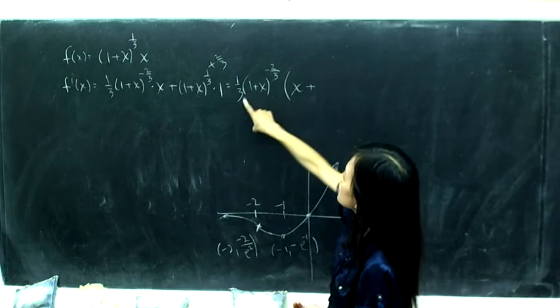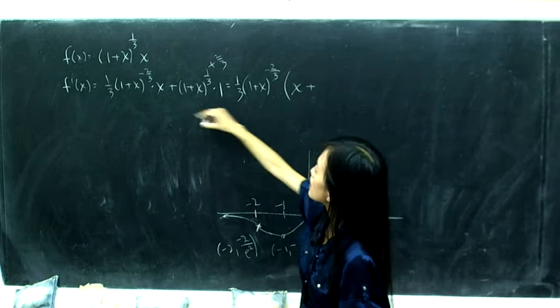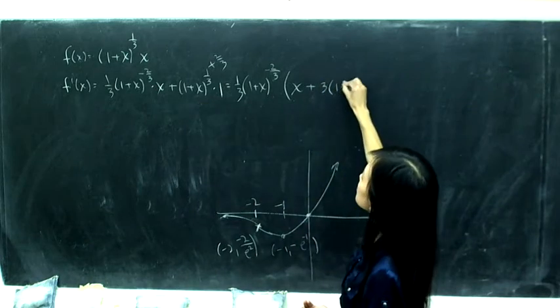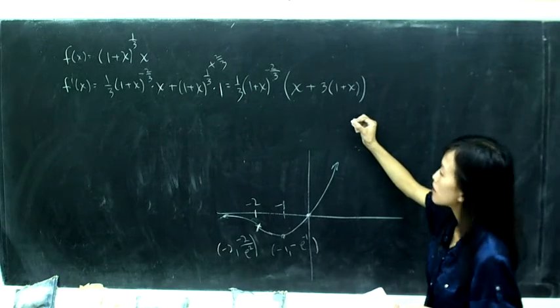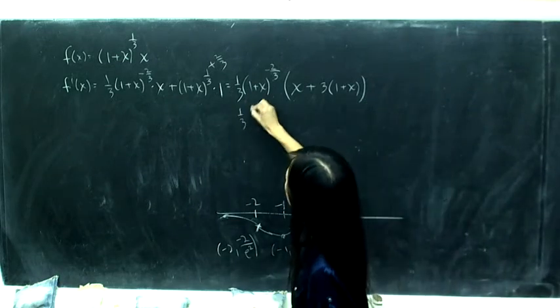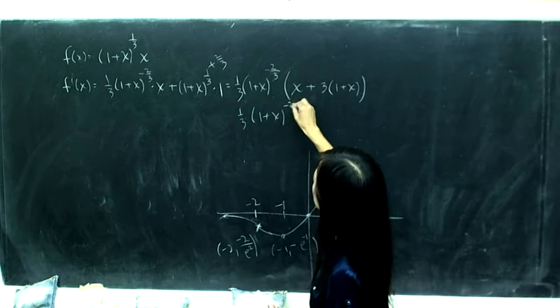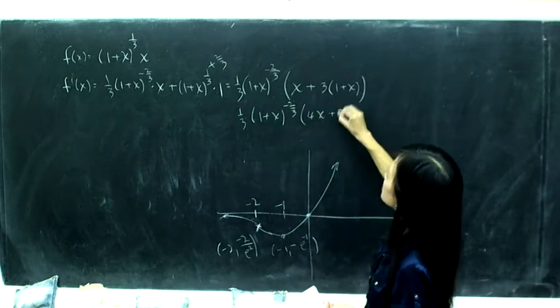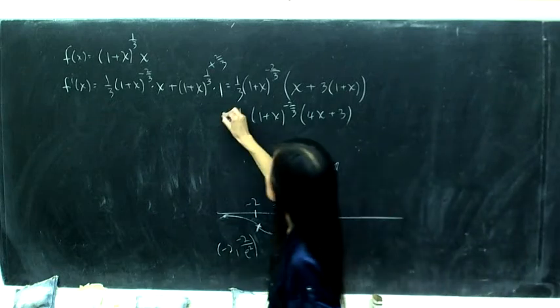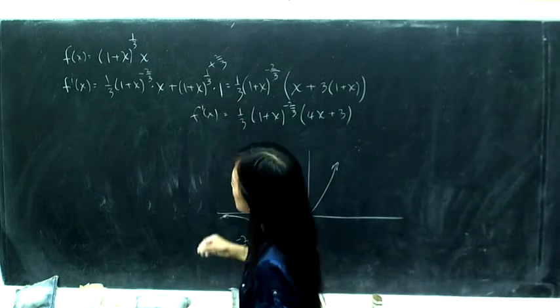And then what else? If I took out a 1/3, that means I'm multiplying this by 3, so it's like 3 times 1 plus x. Isn't that what it means? Okay, then multiply it. So you have 1/3, 1 plus x to the negative 2/3, and this is x plus 3x, which is 4x plus 3. Okay, so that's the first derivative. Okay, second derivative.